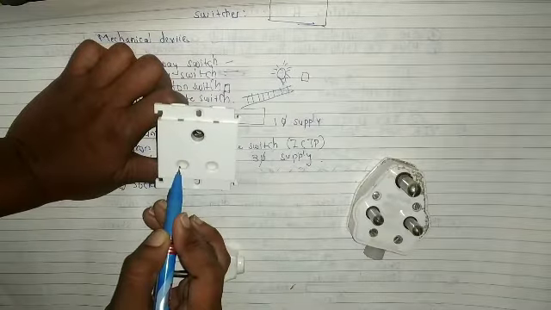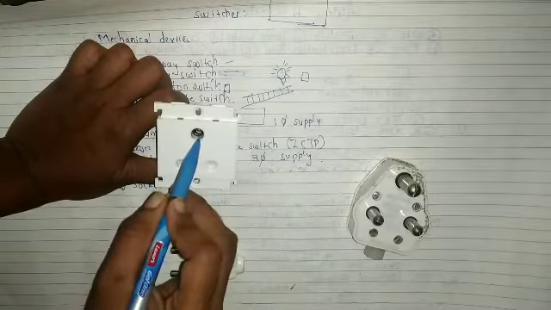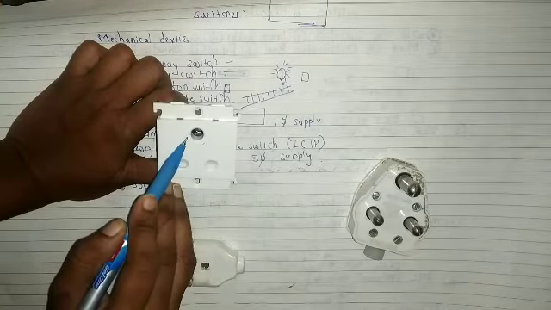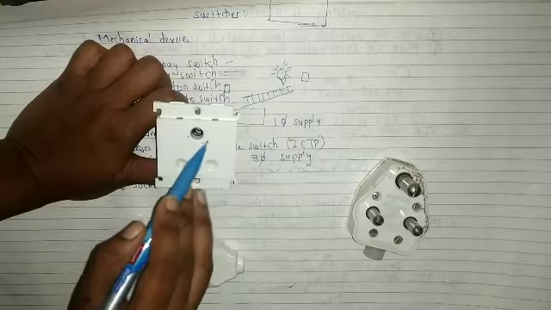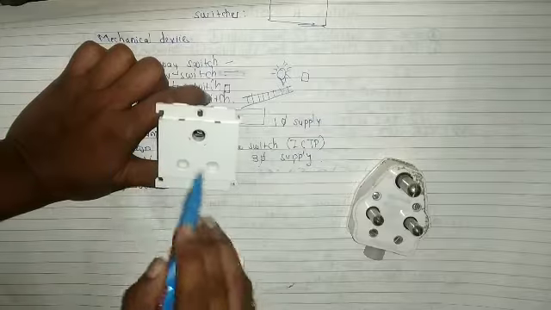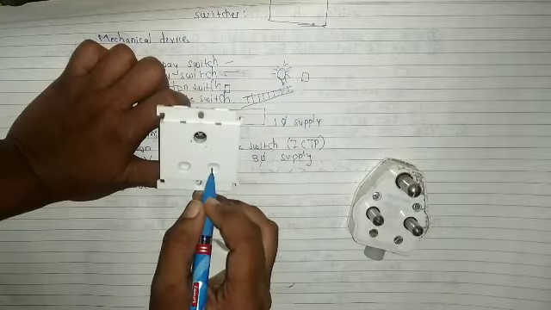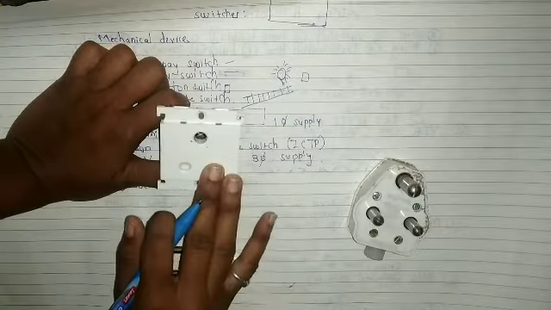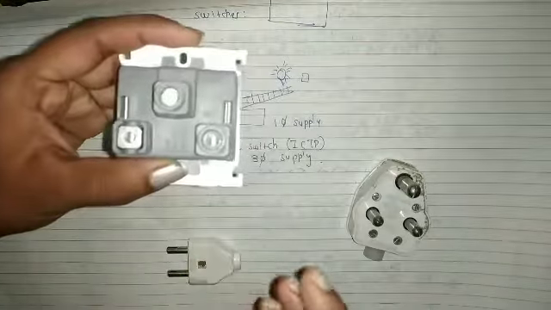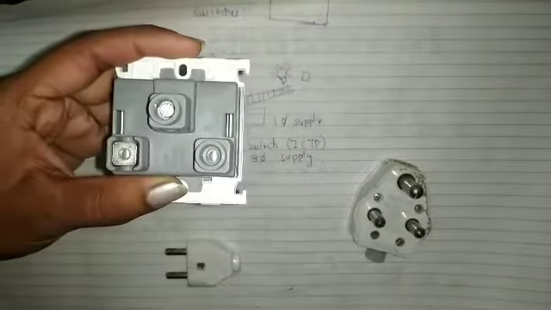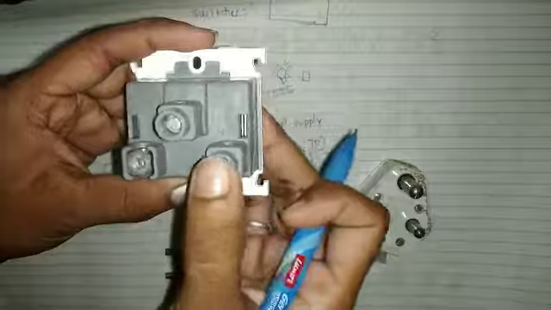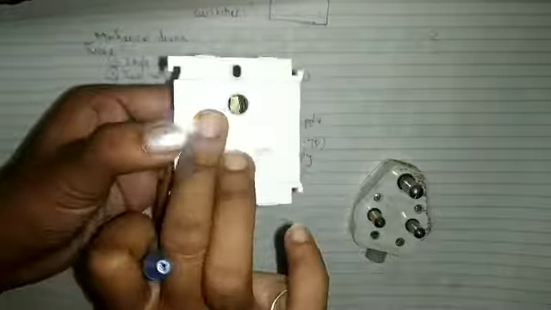This side is provided with neutral, and the third terminal is thicker in cross section, and this point is used for earthing. So right hand side is always provided for phase wire and this is for neutral. Here you can see it is written N. So this side is neutral.